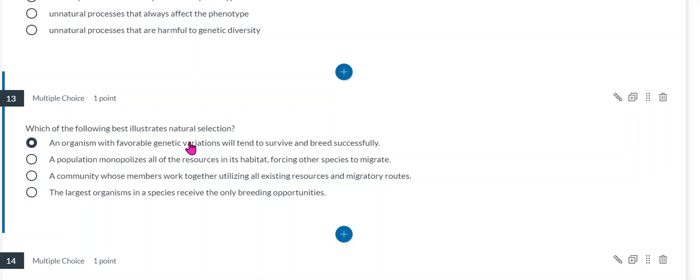An organism with a favorable variation. Look at the rock pocket mouse, a nice example. The one with the favorable variation will pass their alleles to the next generation.